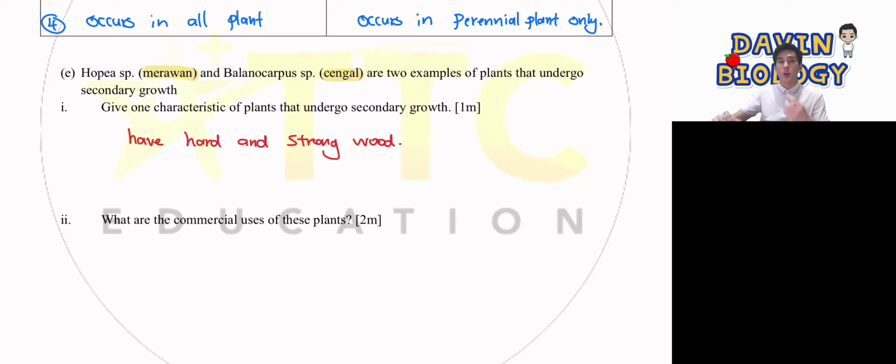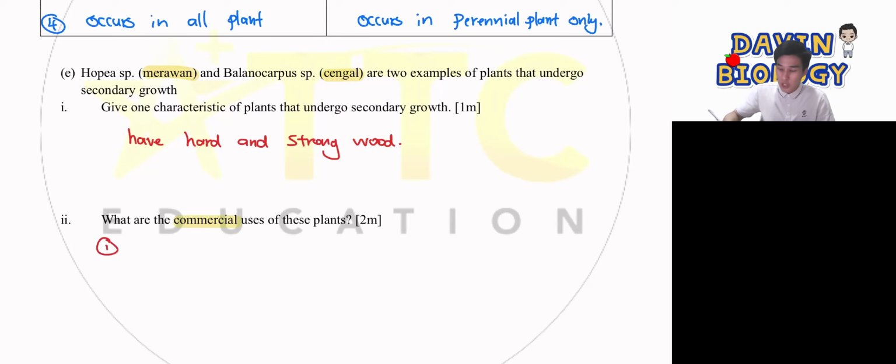What are the commercial uses of this plant? Now, in our textbook, and in the notes in front also mentioned, it's part of our syllabus. A plant that undergoes secondary growth, right? Commercial use means economic use, means you can use it to earn money to help boost your country's economy.